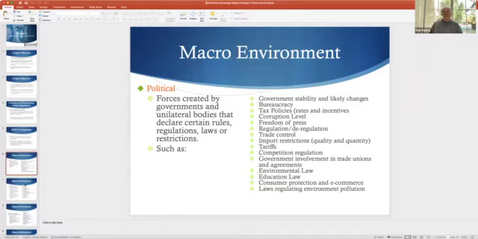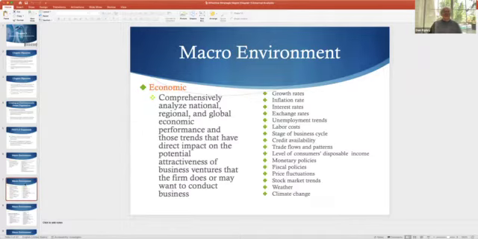And you notice that there's quite a few of those different areas under political that we have to look at. Let's then go to economic. Now, when we're considering economic, we're considering regional, national, and global economic conditions. And we're not only looking at the areas in which we are competing, but we're looking at areas that we might want to enter into. Looking at it economically here.